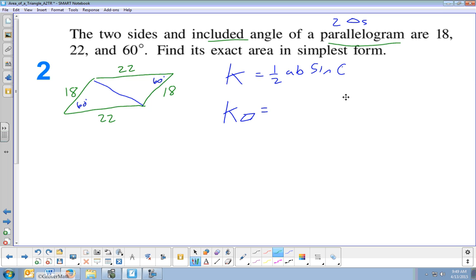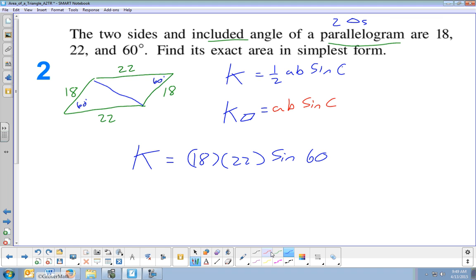So you could just take your area of a triangle and double it, or you could simply remove the 1/2 out of the equation and keep it side times side times sine of included angle. Because it makes sense: instead of doing half of something and then timesing 2, the half and the times 2 cancel each other out. So you could just take out the 1/2 for area of a parallelogram. So it's the same formula. That's going to be K equals area of my parallelogram is 18 times 22 times sine of 60.